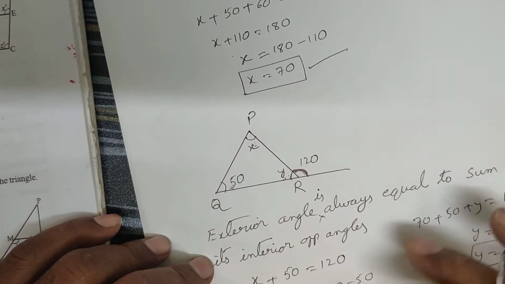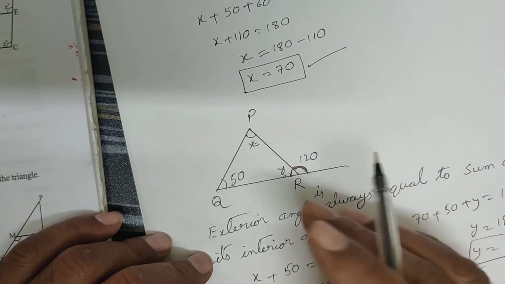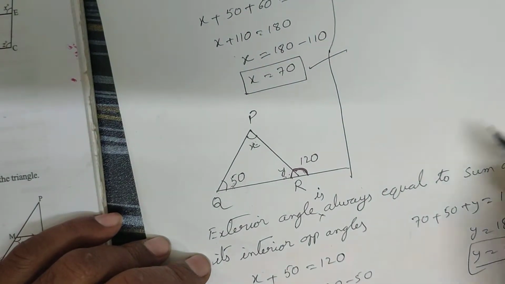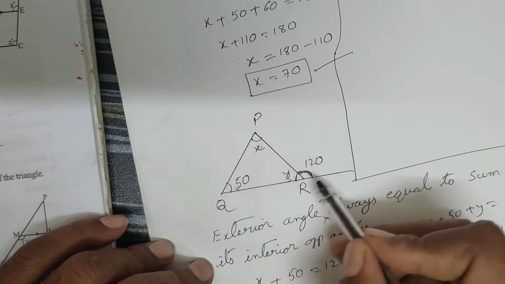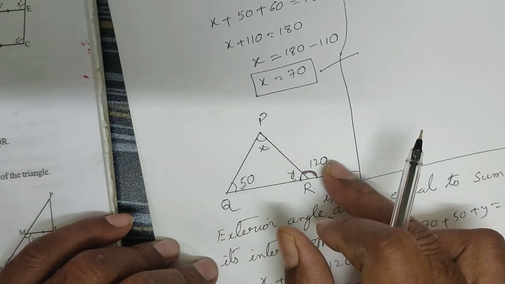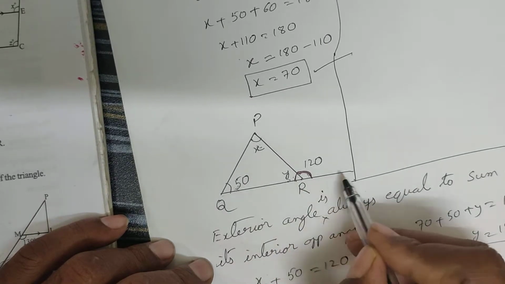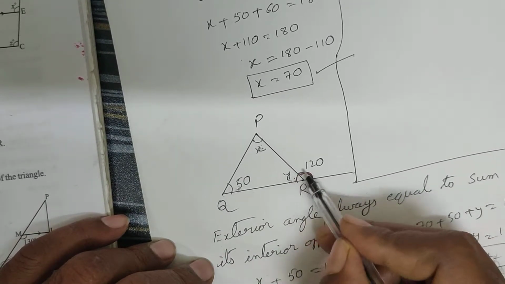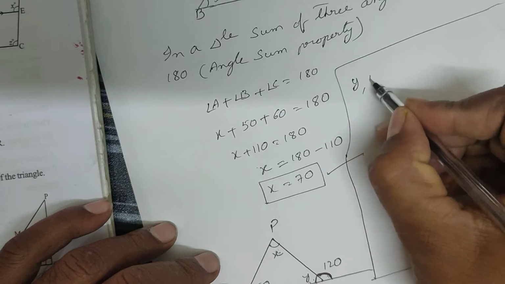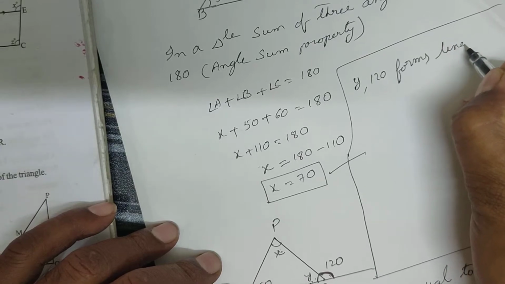That is one way, you can do like this. Okay, so when the exterior angle is given, you can do like this, or you can do in another manner. What is that another manner? We'll see it here. Y and 120 are called a linear pair. Y means you have R here, one point, and QR is a straight line. At a point on a straight line, the sum of the angles is equal to 180. So Y and 120 form a linear pair.